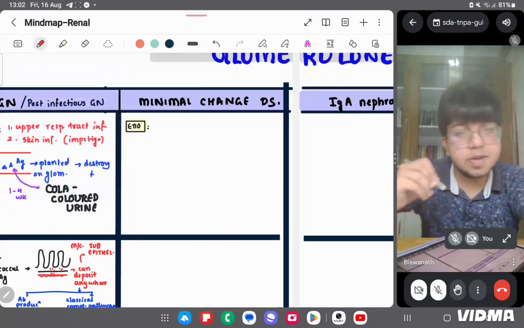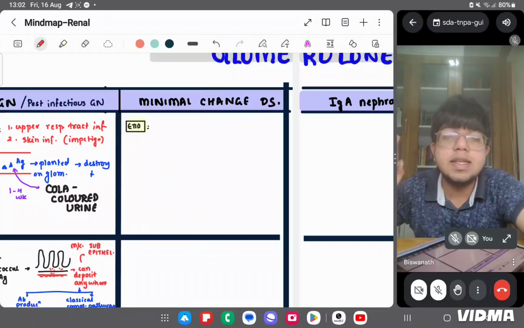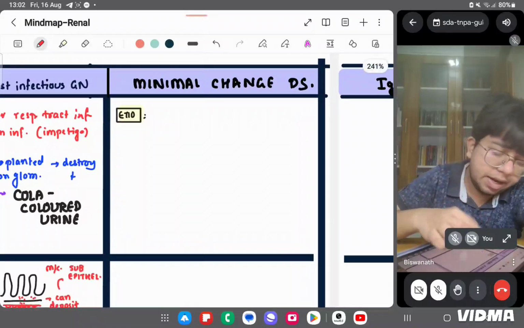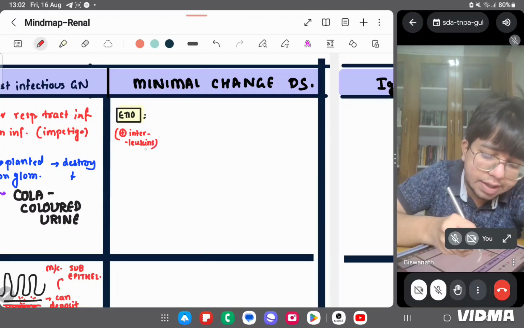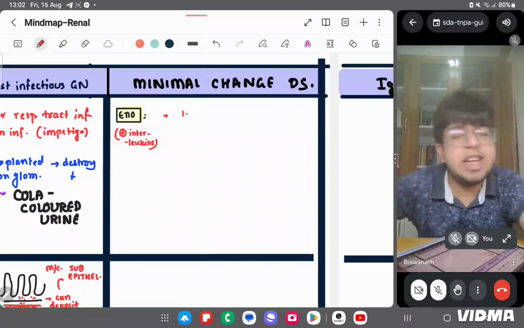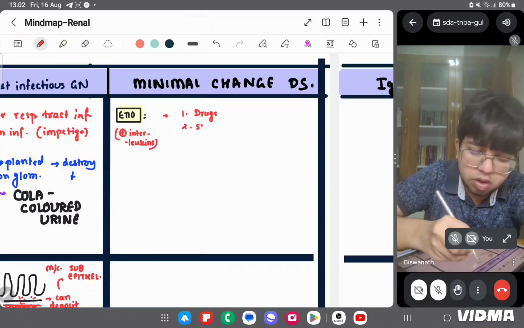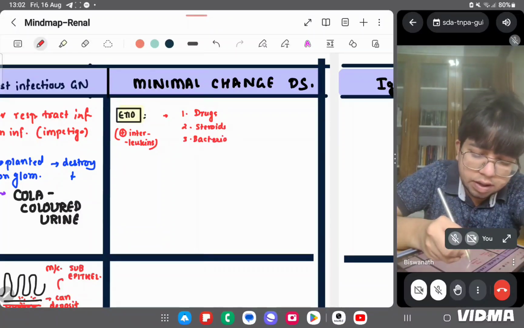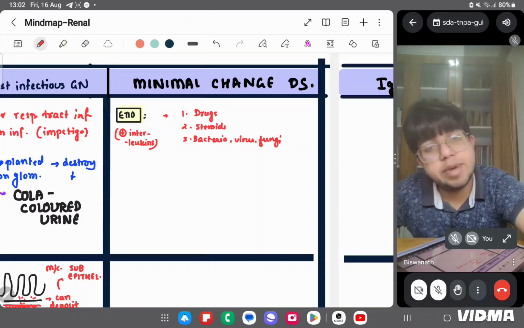Okay, what are the etiologies which can cause this disease? So this disease may be caused by a variety of etiologies where there is activation of interleukins. So the major thing is that the interleukins are activated, and this activation of interleukins may be brought about by various conditions. There may be some drugs, some steroids, some bacteria, some virus, some fungi.